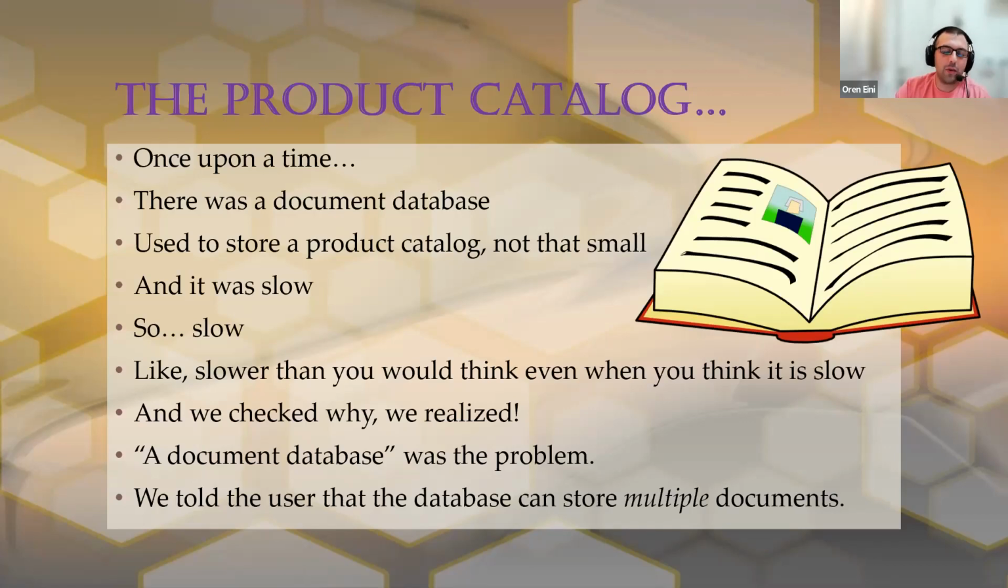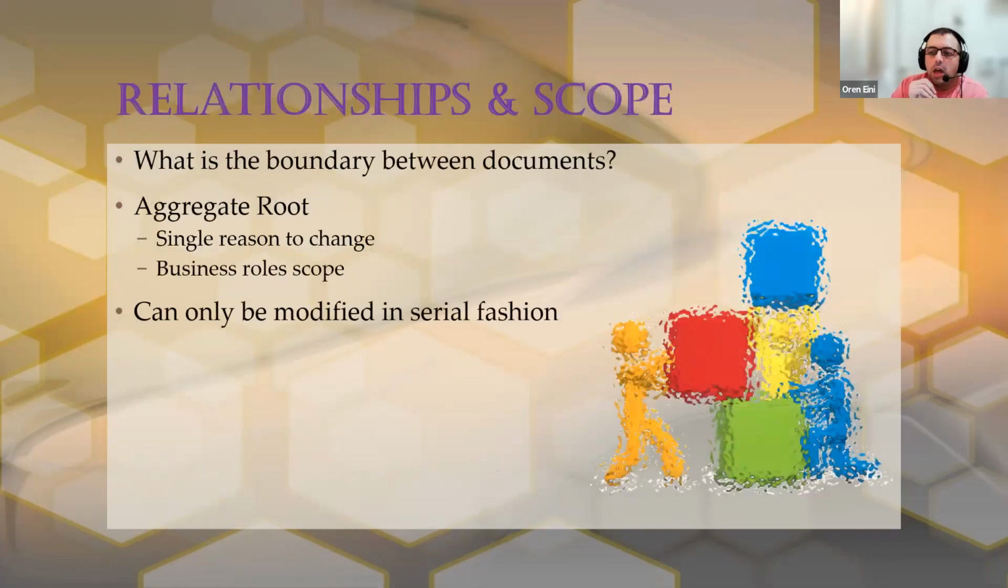But after we talked to the customer, we told them, hey, you can store multiple documents inside of RavenDB. And then came the interesting bit. How do you break apart this product catalog into something that's more interesting? And this is the exact topic that I want to talk about today. So the first thing that we have to understand is we need to define what is the boundary between the documents. When should I have an aggregate root? When should I have a distinct aggregate root? And when should I have just a value type inside of that?